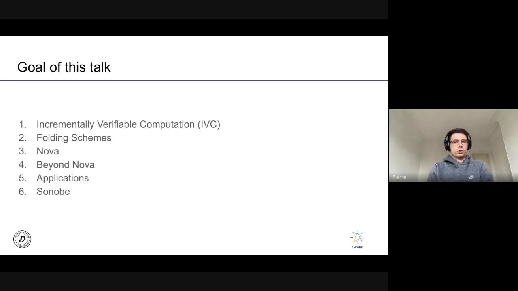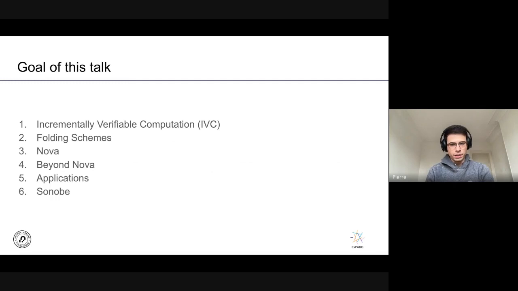So the title says it all. It's a brief introduction to folding and its applications. What we will do is a six-part presentation. The first one will be dedicated to the concept of incrementally verifiable computation. It's a concept that you will often see pop up here and there in the literature, and I will try to give you the motivation and the understanding behind the concept of incrementally verifiable computation.